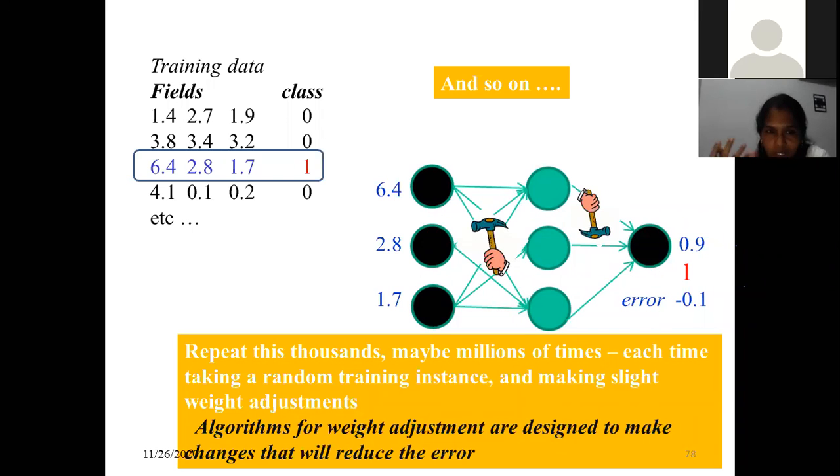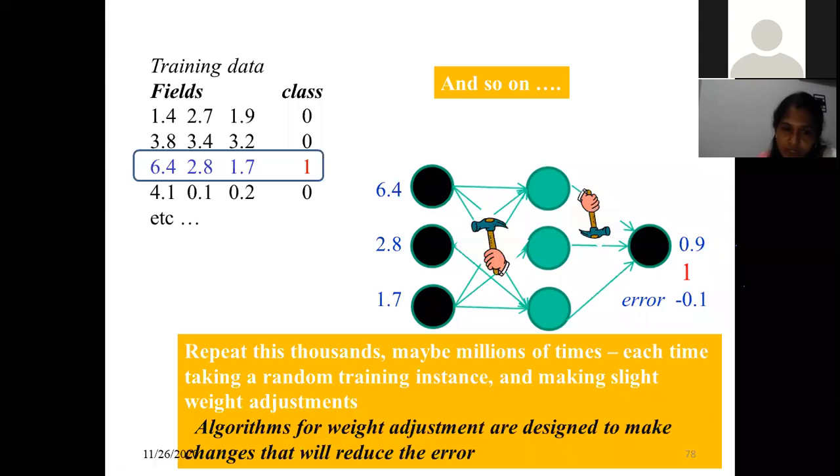Times or a million times, each time you need to take a different random training instance and make a slight weight adjustment. Until you reach the class output, you should not stop the training or weight adjustment process. Our objective is that for this specific input, I should get the class output to be 0, or for this specific input, the class output should be 1. For that purpose, we are going to update the weights at every instant with several iterations.